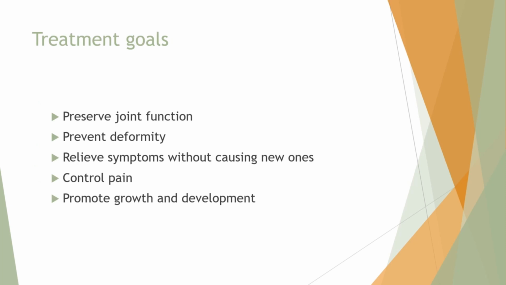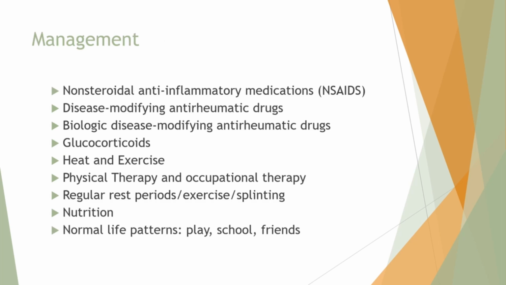There is no cure for juvenile idiopathic arthritis, but treatment goals include preservation of joint function. We want to help them use them. We want to prevent joint deformity and help relieve symptoms without causing new ones. Treatment of juvenile idiopathic arthritis will be based on the classification of how many joints are affected.